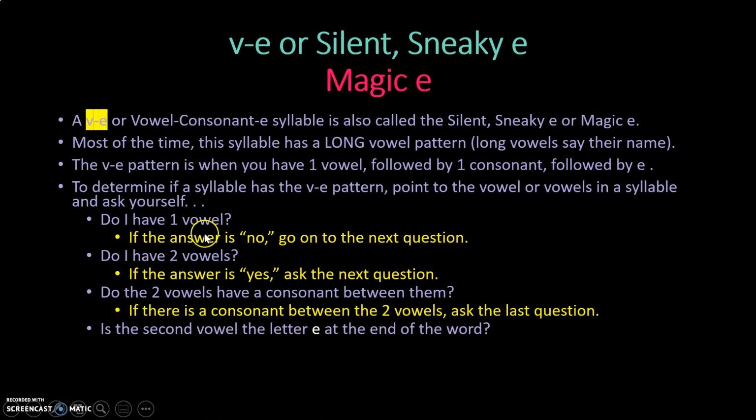So if you have one vowel, it's not a vowel consonant E. If you have two vowels, point to the vowels and ask yourself, is there a consonant between them? If the answer is yes, ask if the second vowel is the letter E. If the answer is no, if the two vowels are side by side in the word, standing next to each other, then it's not going to be a vowel consonant E. But if you have two vowels, with a consonant in between, and the last vowel is that silent E at the end, then you probably have a vowel consonant E, or silent sneaky E.